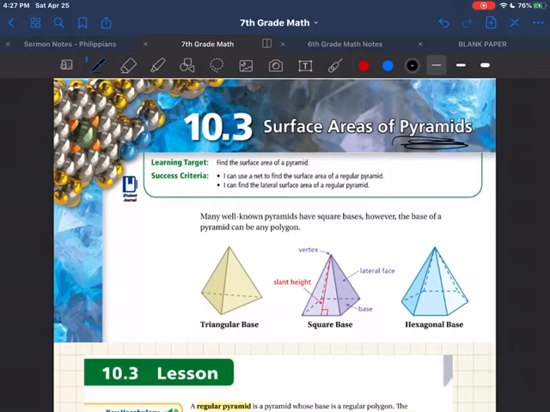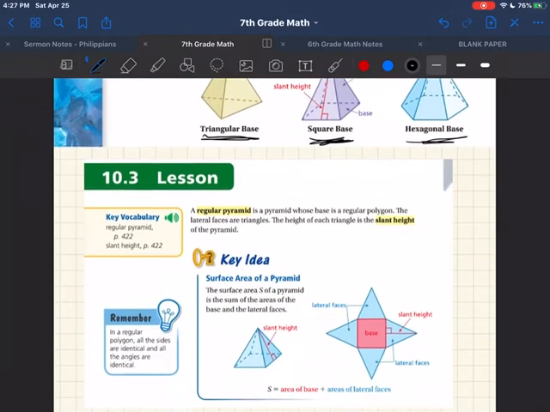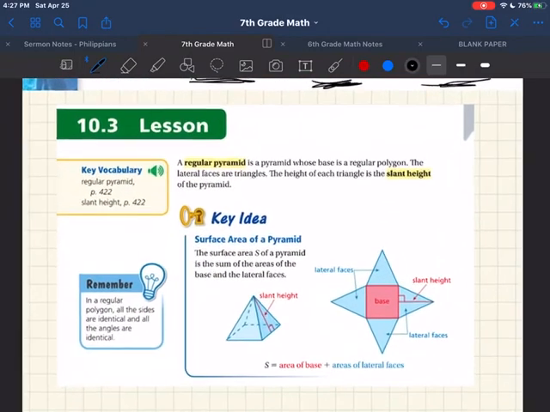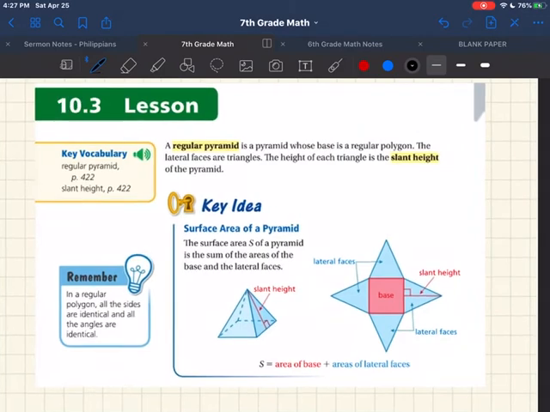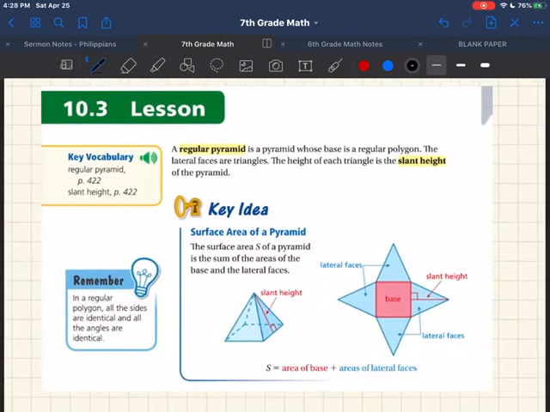Okay, so pyramids, there's different types. Okay, so we have one with a triangular base, so that's called a triangular pyramid. This is a square base, so that's a square pyramid, and hexagonal base, hexagonal pyramid. Okay, so let's look at some of the formulas here, or not the formulas, but more about this.